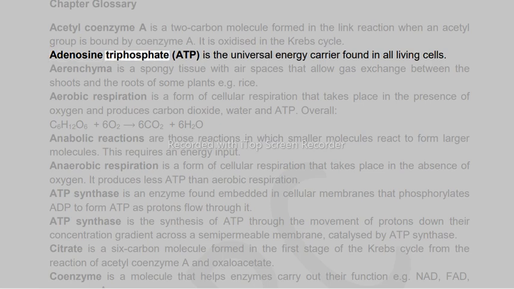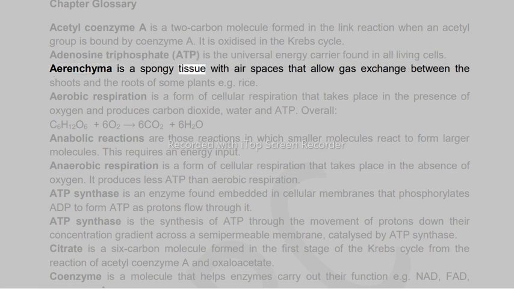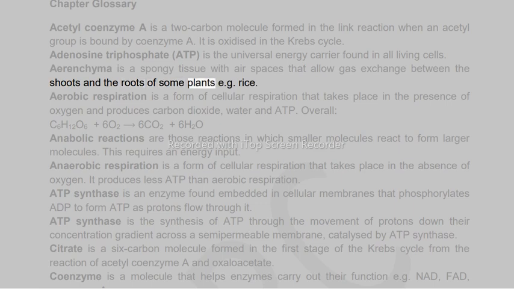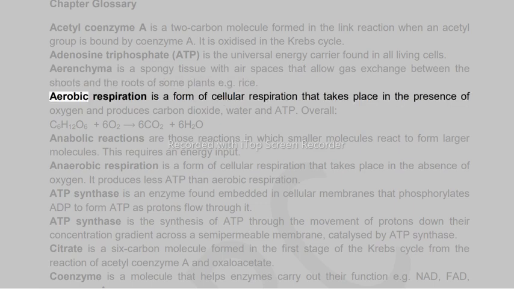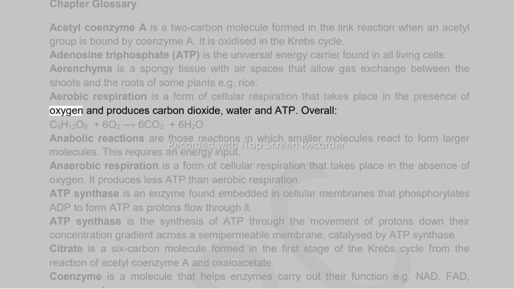Adenosine triphosphate, ATP, is the universal energy carrier found in all living cells. Aerenchyma is a spongy tissue with air spaces that allow gas exchange between the shoots and the roots of some plants, e.g. rice. Aerobic respiration is a form of cellular respiration that takes place in the presence of oxygen and produces carbon dioxide, water, and ATP.